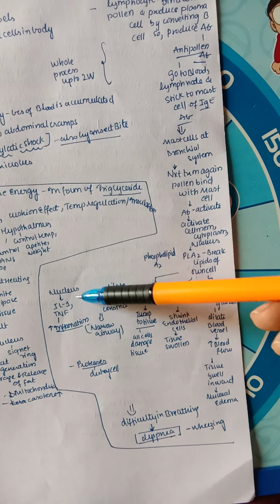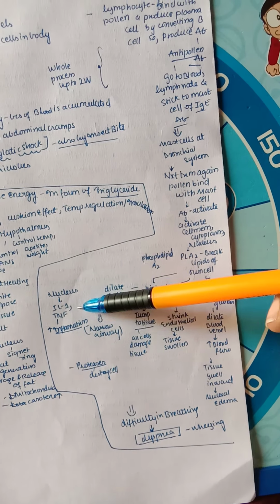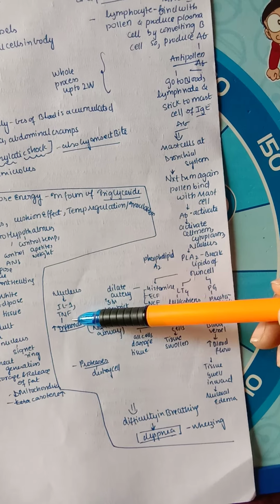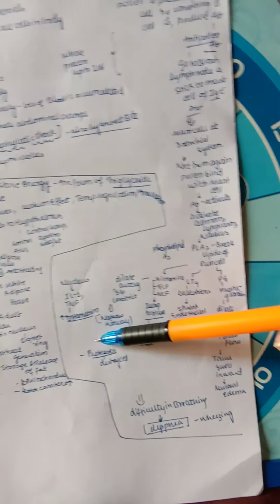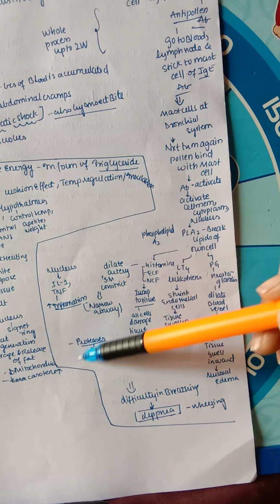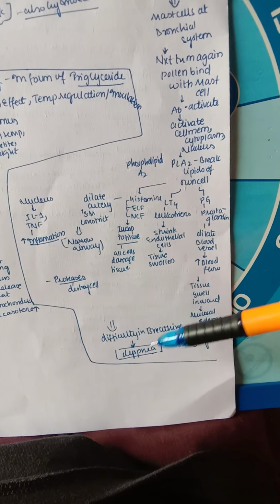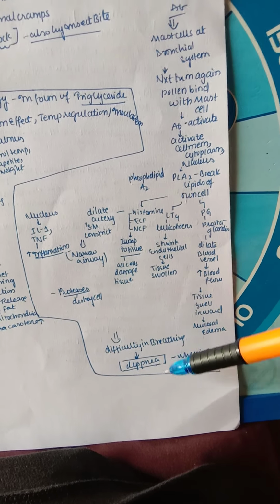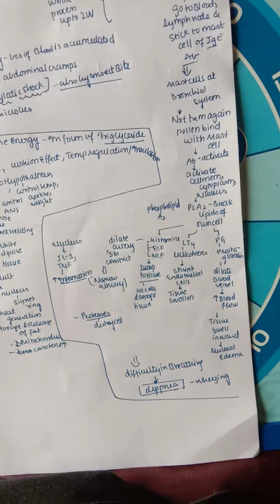And the nucleus of this cell also produces interleukin 1 and tumor necrosis factor. So because of this, there is more inflammation in that area, and also proteases enzymes are released which destroy the whole cell. So there is complete difficulty in breathing, that is known as dyspnea, and it also causes wheezing sounds.